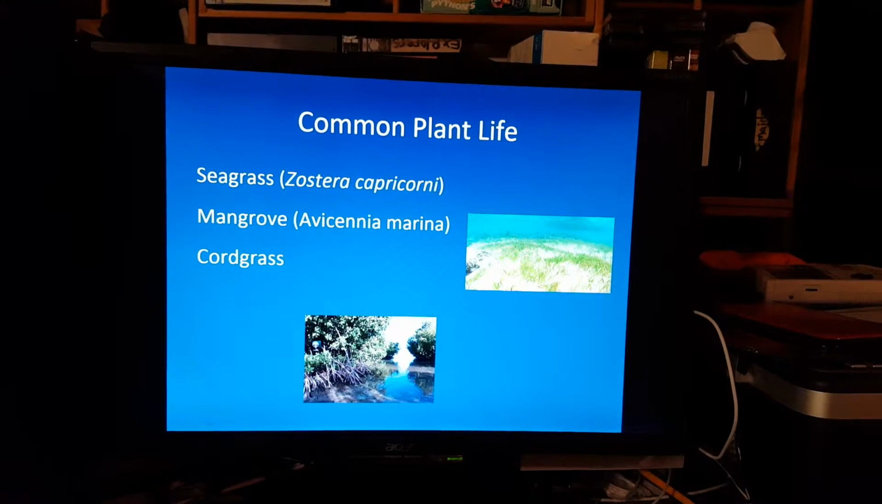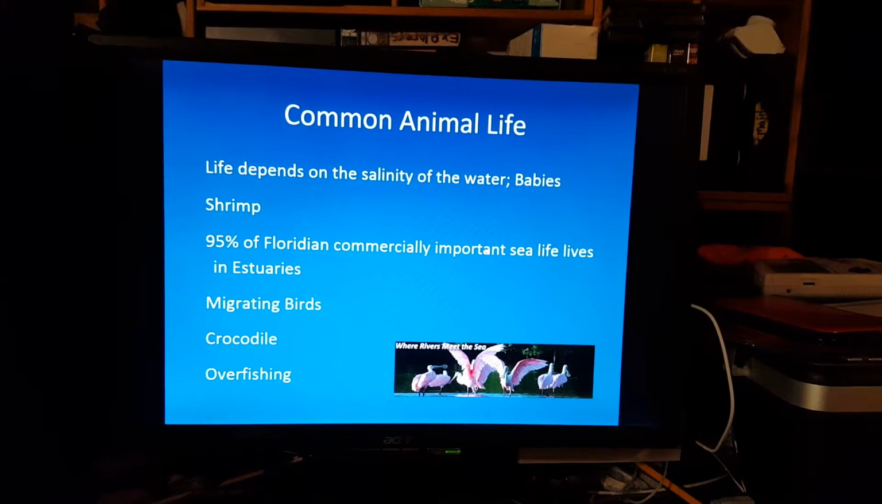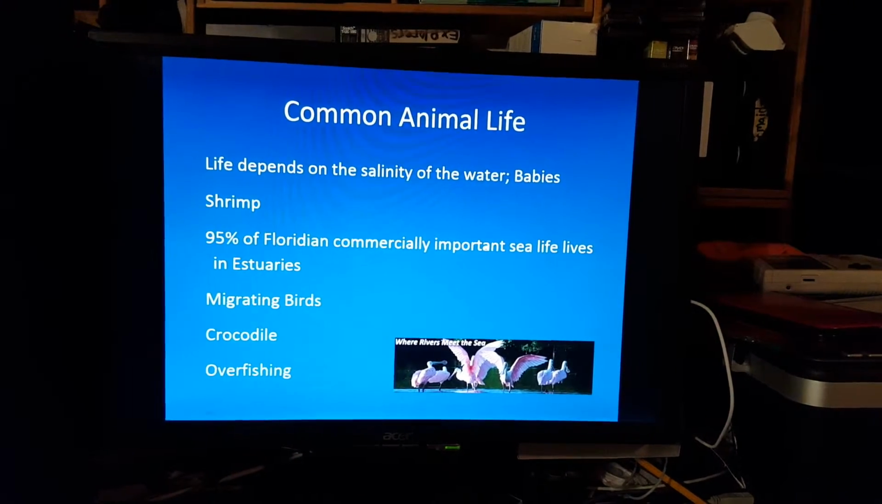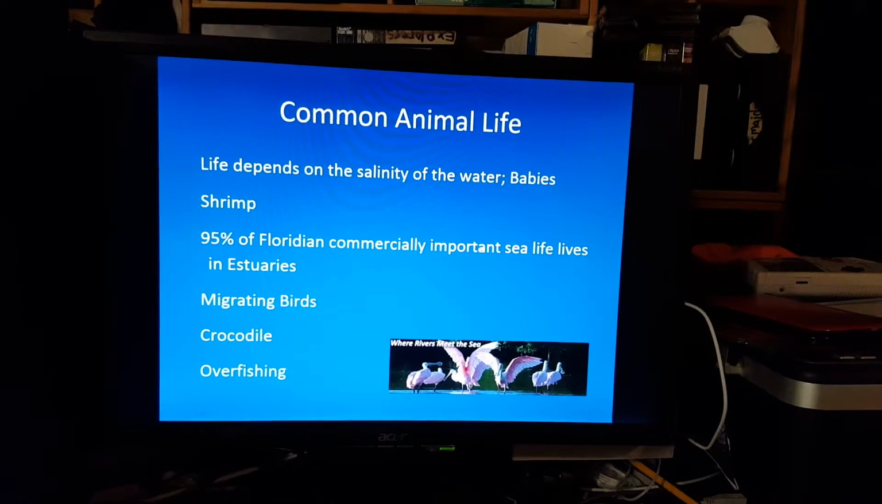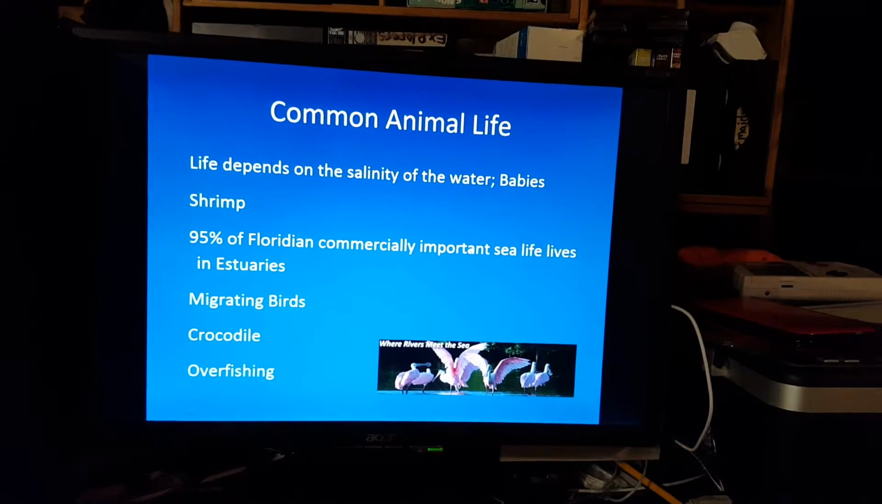Due to the salinity of estuaries, very few large animals live within an estuary. Usually babies are born, thus coining the term nurseries of the sea. The amount and variety of life usually depends on the salinity of the water.